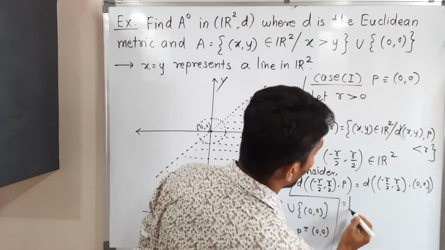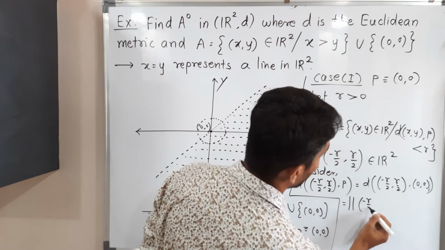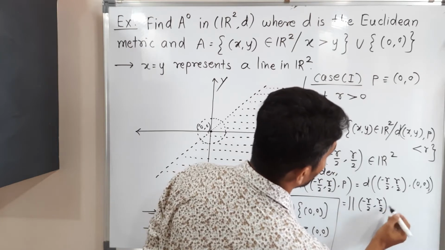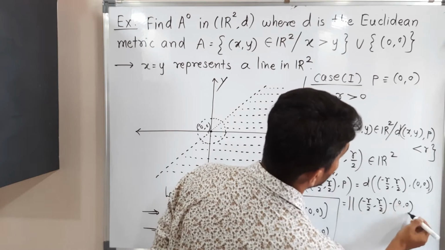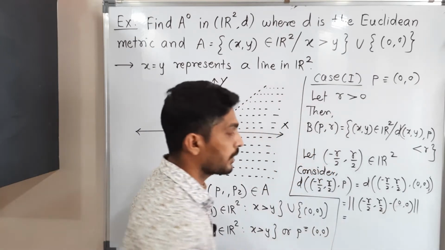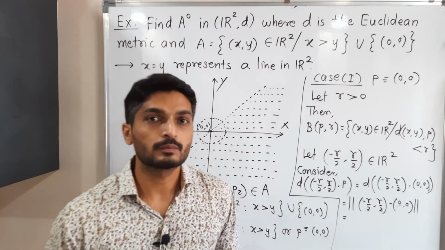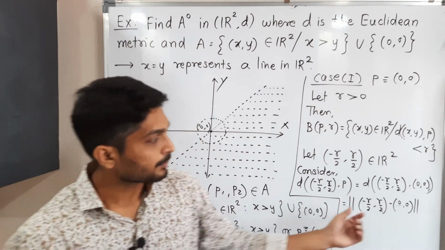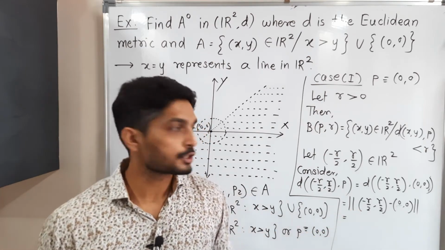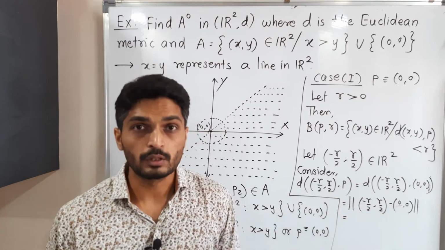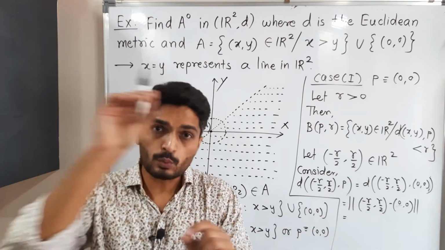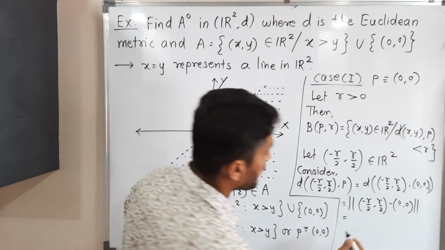So this is the norm of (-r/2 - 0, r/2 - 0). I will skip a few steps here which are very trivial: component-wise subtraction gives -r/2 - 0 = -r/2 and r/2 - 0 = r/2. How to find its norm? By taking the square root. So I will directly do that here.